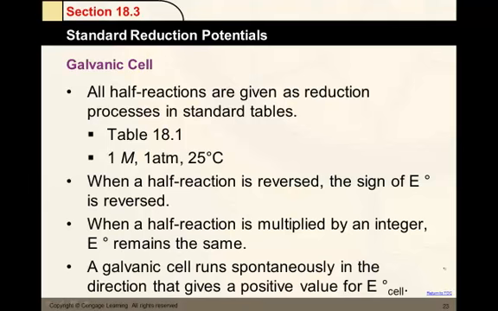A galvanic cell runs spontaneously in the direction that gives a positive value for E0 cell. So in other words, if E0 cell is positive, delta G is negative, because these are spontaneous. And that will become important to understand later, because as you'll see on your cheat sheet, there's a relationship between delta G and spontaneity and E cell.